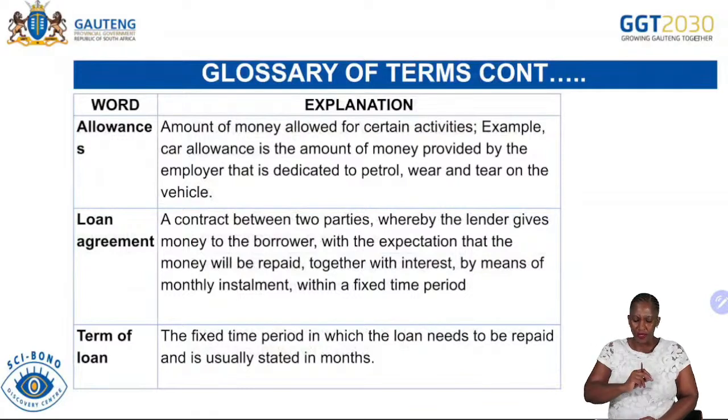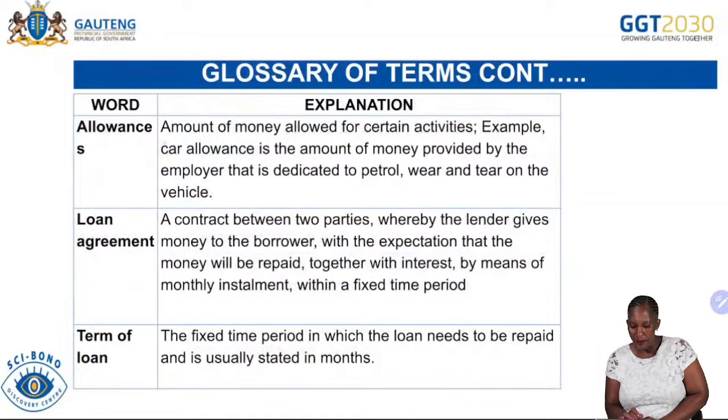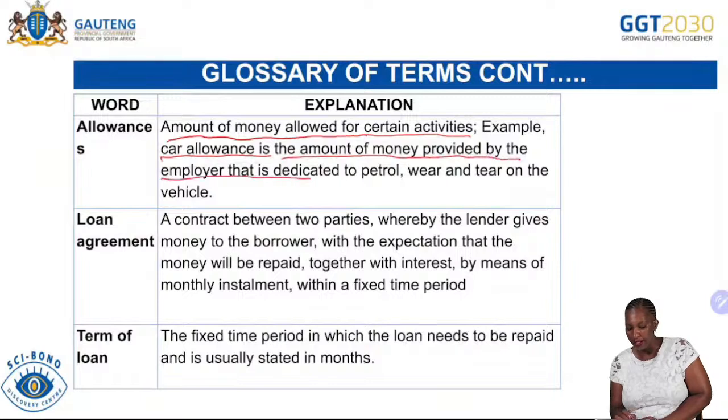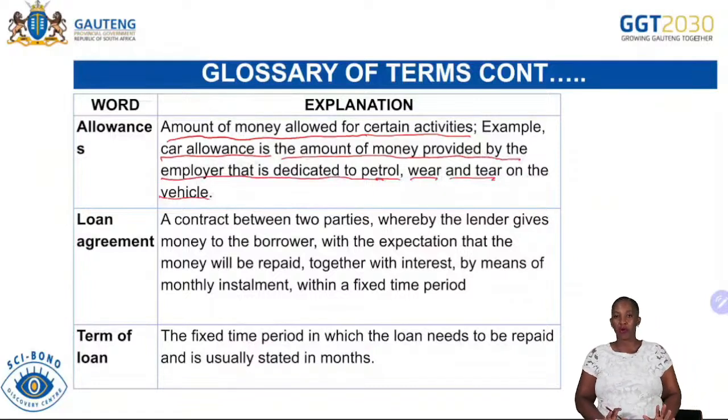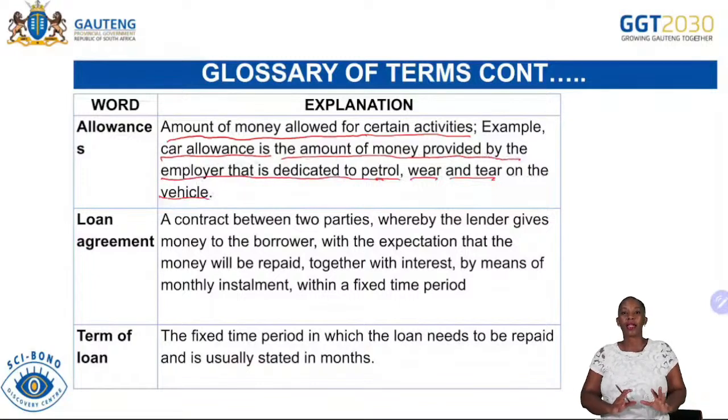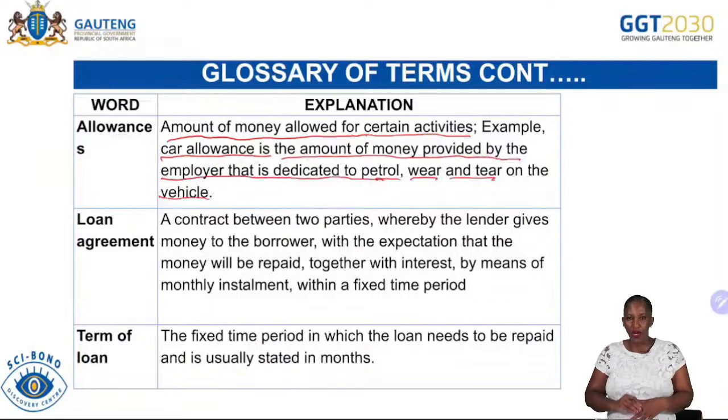At the workplace, an allowance is the amount of money allowed for certain activities. For example, a car allowance is the amount of money provided by the employer that is dedicated to petrol and wear and tear of the vehicle. Remember, the car doesn't only use petrol, you must also maintain it. You must buy the tires, you must service it. So that allowance is meant for the servicing of the car, the petrol, and buying of the tires.